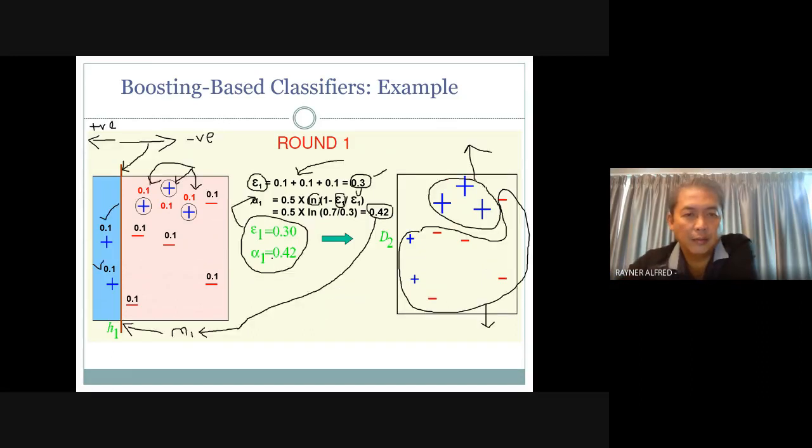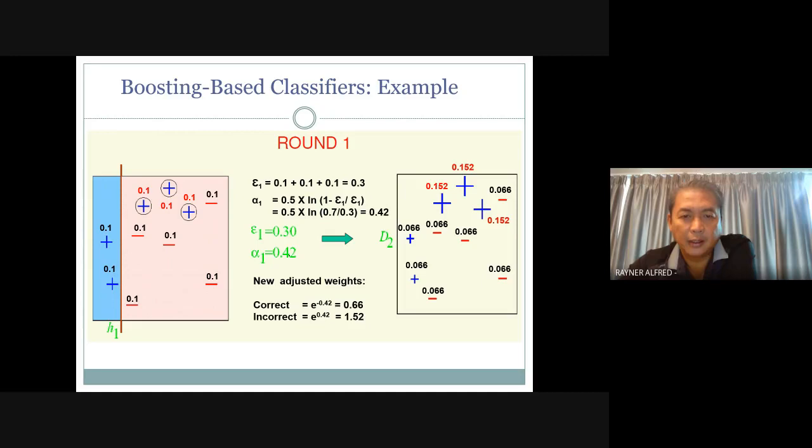Okay, now in the next stage, for all the correctly classified documents, we will multiply with this. The 0.42 is coming from here, and we have minus there, so the value will be this. And we have 0.42 also, but there is no minus, so the value is 1.52. So this is the new adjusted weightage that we need to apply.